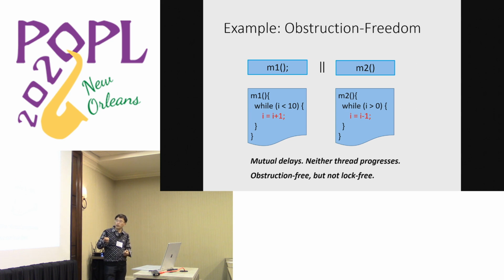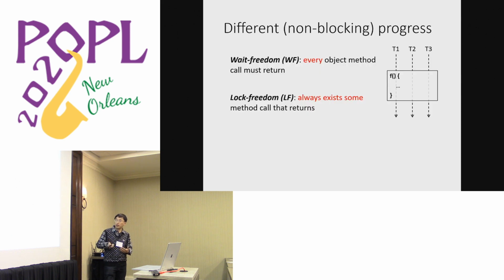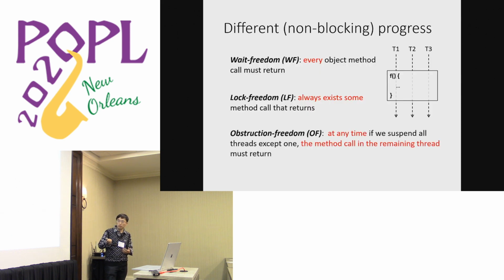Suppose the initial value of I is between 0 and 10, let's say it's 5. Then neither of the methods may terminate. It could be for both of them to do an infinite loop. But if we suspend any of them at any time, then the other thread will eventually terminate. So this is the so-called obstruction freedom.